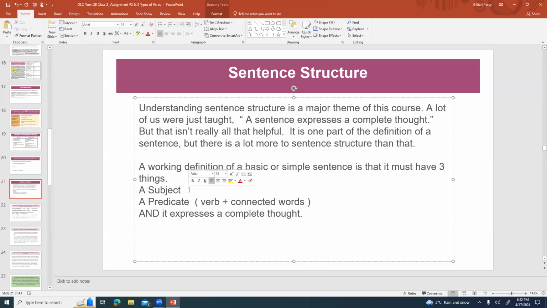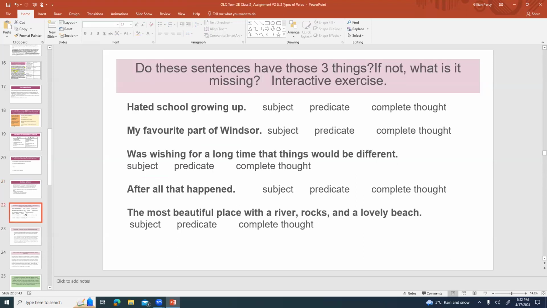It must have a subject, which would be the noun or the pronoun, like we've been talking about, a verb plus any connected words, and it expresses a complete thought. If it sounds like somebody stopped talking in the middle of a sentence and they didn't finish, it's not a complete sentence, right?